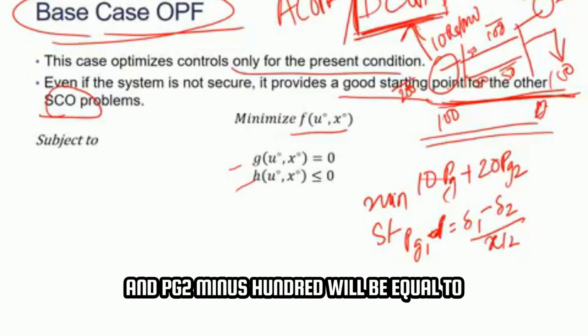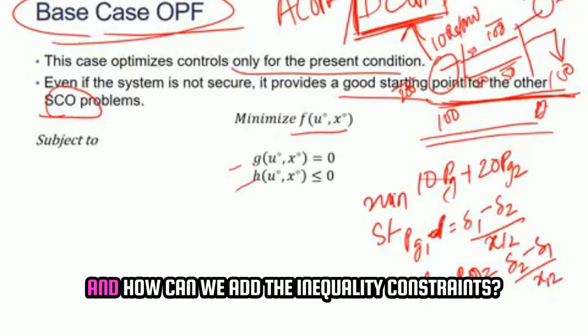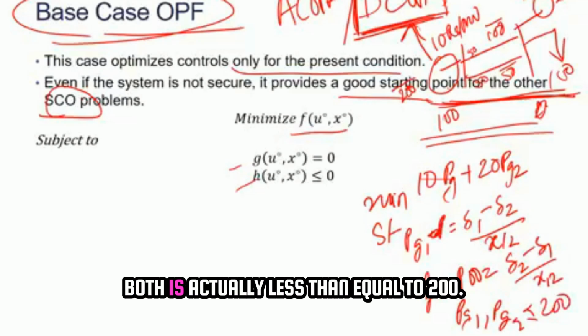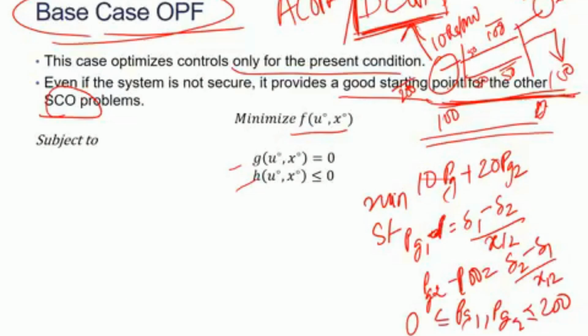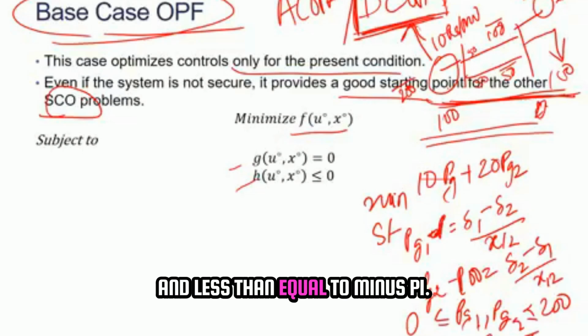and Pg2 minus 100 will be equal to (delta2 minus delta1) by x12. And how can we add the inequality constraints? Pg1 and Pg2 will be less than or equal to 200, both of them. You can add delta less than or equal to pi and greater than or equal to minus pi, for both deltas, delta 1 and delta 2. You can assume delta 1 as equal to 0, no problem in that. It is not going to make a difference.